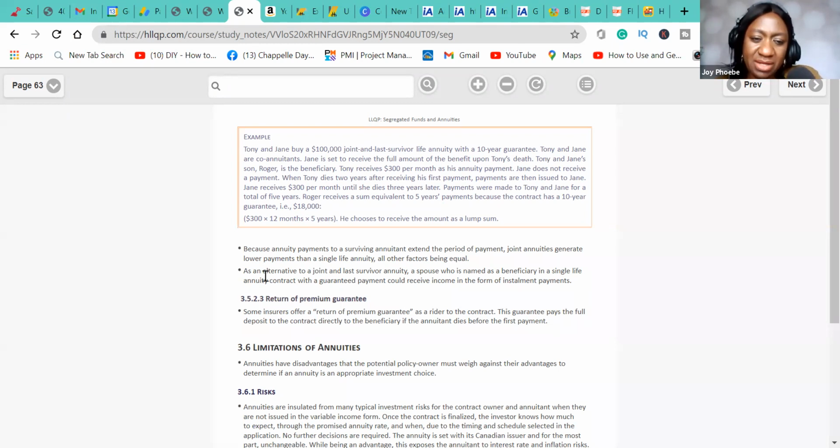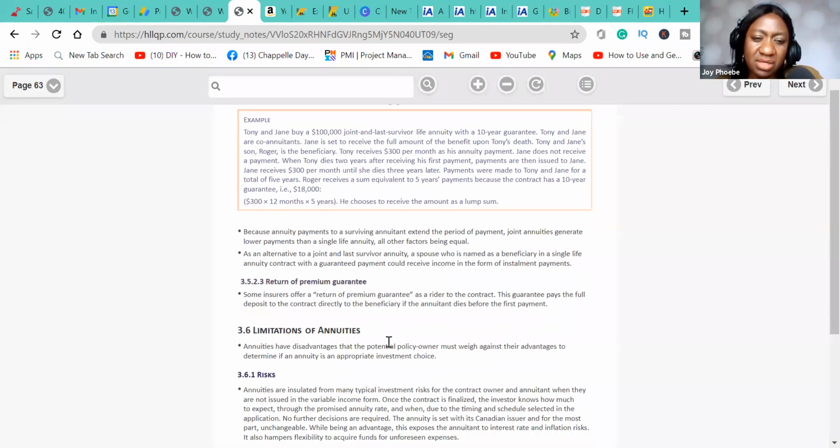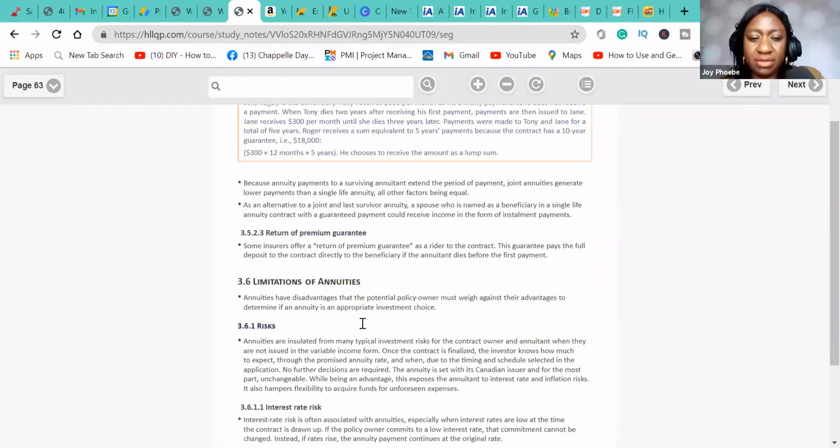All right, so that example is pretty much straightforward. And also with annuity, we can also include return of premium guarantees. So some insurers offer a return of premium guarantee as a rider to the contract, just like we have a return of premium rider on life insurance.